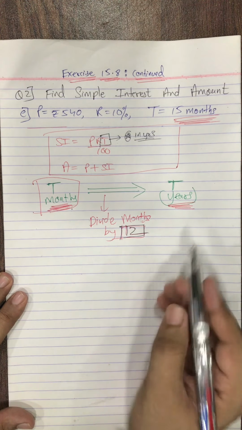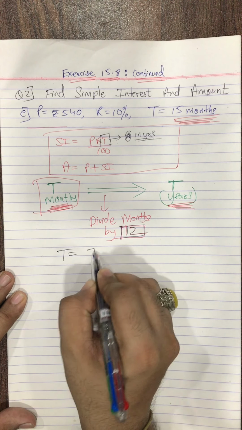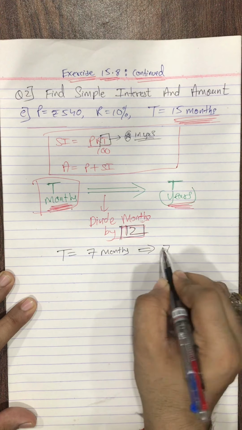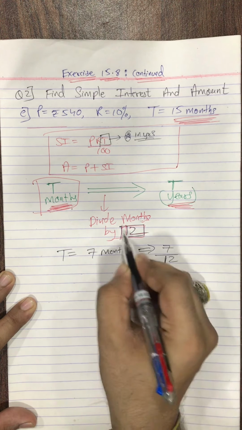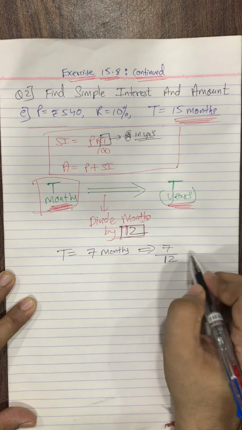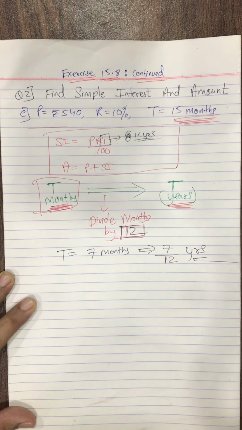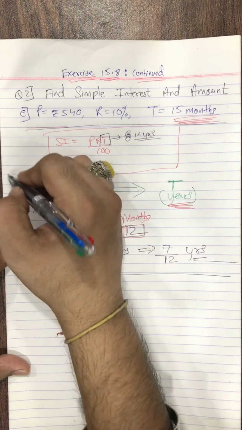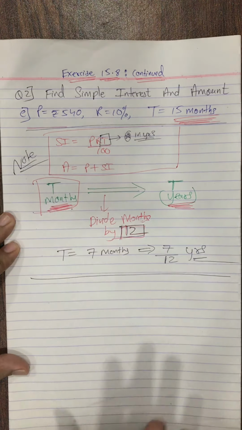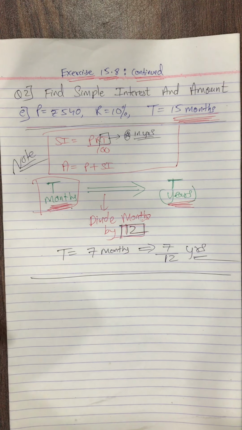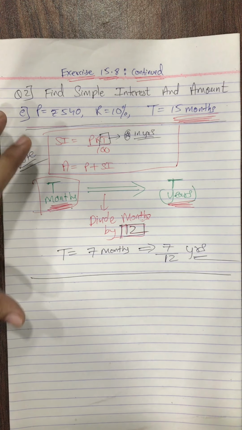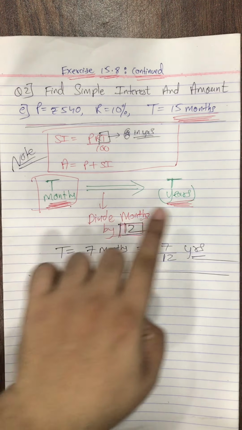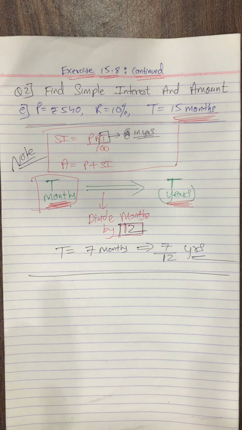This is the formula. For example, if the time period is given to you as 7 months, how to convert it into years? You will just divide 7 by 12. Divide the months by 12 and it will be converted automatically to years. This is a very, very important note, students. I want you all to copy this very nicely. Before starting, I reiterate that to convert months into years, you have to divide the months by 12.